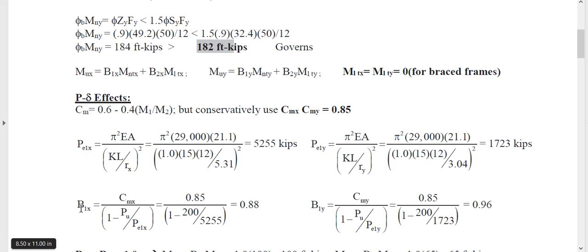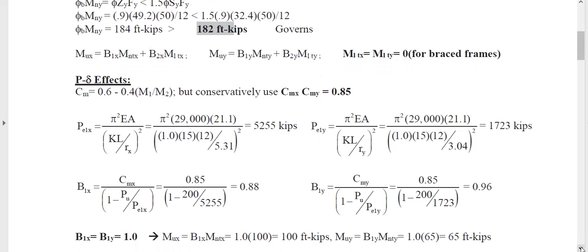Why? Because to find B1x it is Cmx over 1 minus Pu over Pe1x, the Euler load about x. Same thing, B1y is Cmy divided by 1 minus Pu over Pe1y. So we need to find the Euler load about both axes. So they found pi squared EA, everything is clear, KL over rx, and here KL over ry. So they found this value, 5255 and 1723 kips. You will get the same number. There are not so many factors here, same number.